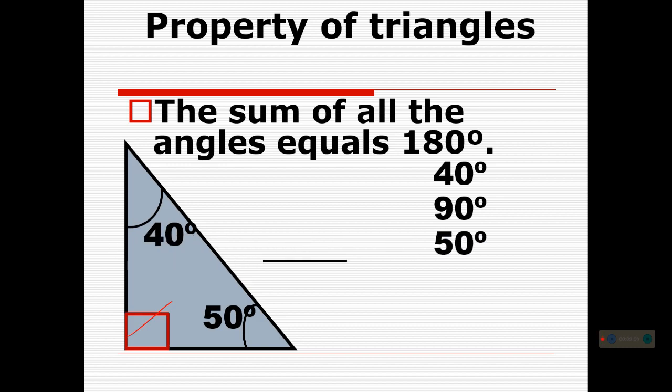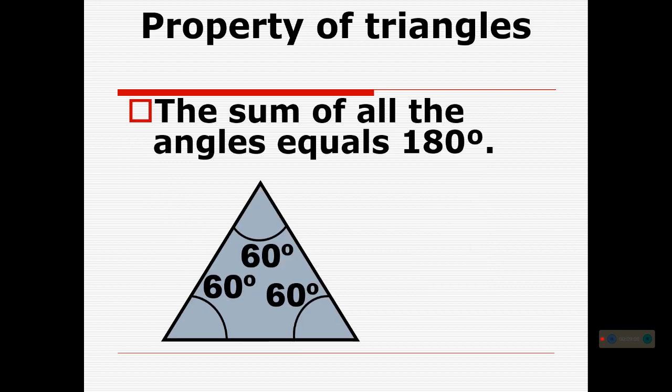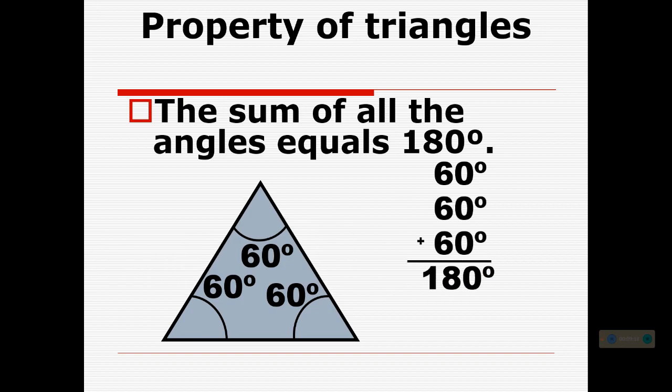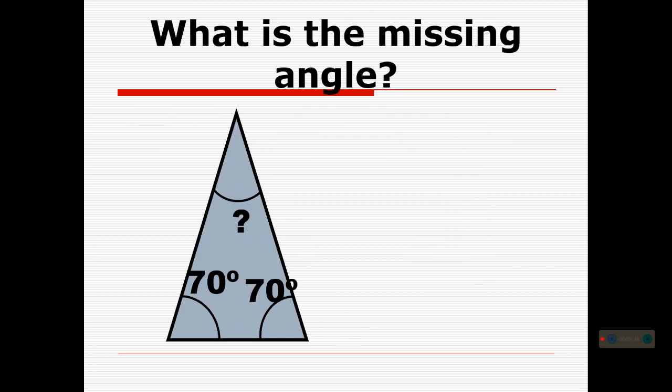Another example, we have 40 degrees, 90 degrees from this part, the right angle, then 50 degrees, and if we add them, that is also equal to 180 degrees. Another example, 60 plus 60 plus 60 is equal to 180 degrees. Okay? So whatever kind of triangle you may have, the measures of all the angles will be equal to 180 degrees.